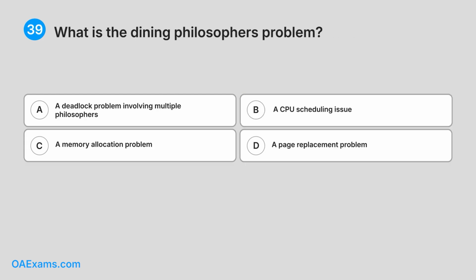39. What is the dining philosophers problem? A. A deadlock problem involving multiple philosophers. B. A CPU scheduling issue. C. A memory allocation problem. D. A page replacement problem. Can you guess the answer?